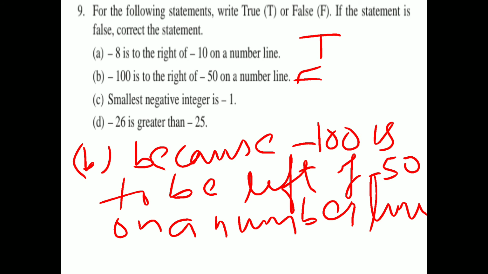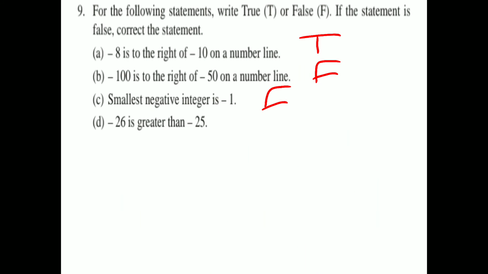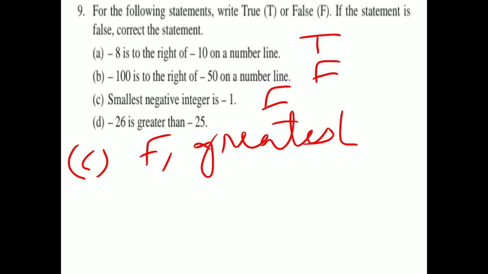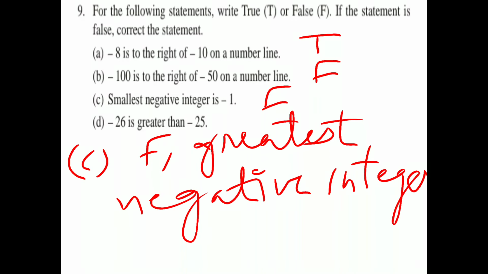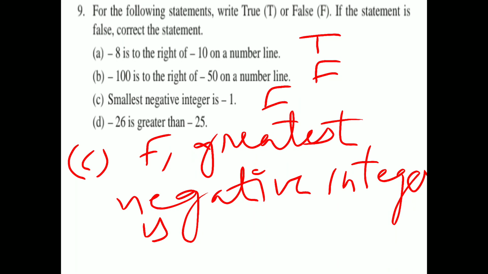No, minus 1 is not the smallest, it is the greatest negative integer. So C part answer we write here false, and you write: the greatest negative integer is minus 1. Clear? Now D part, minus 26 is greater than minus 25.